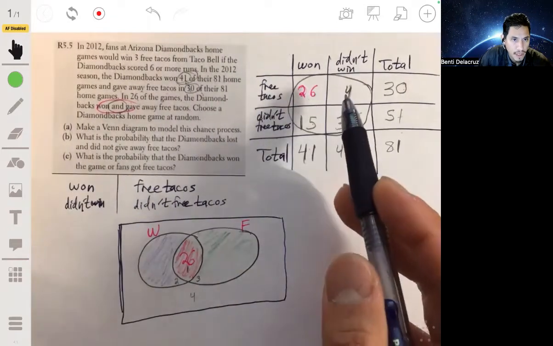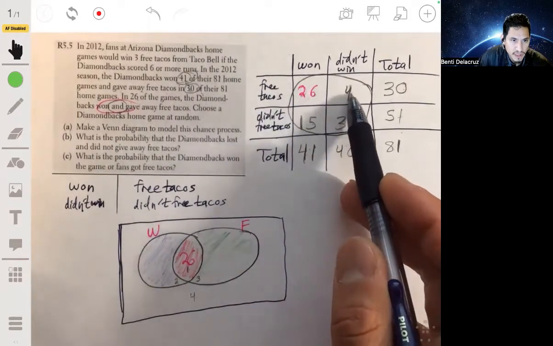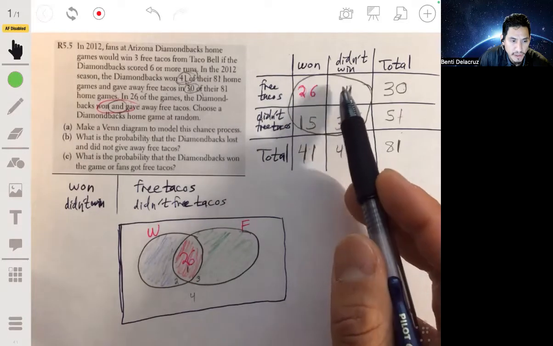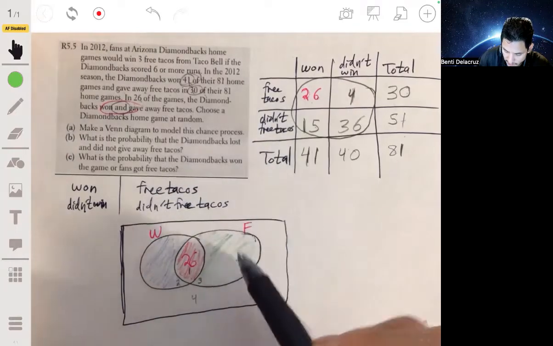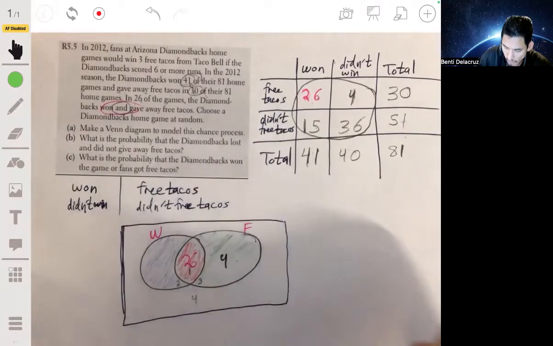Now we look at this 4. Let's say where this 4 would go. That is going to be where they got free tacos and didn't win. So we're still inside the free tacos because we still got free tacos, but we didn't win. So it'd be this green region.